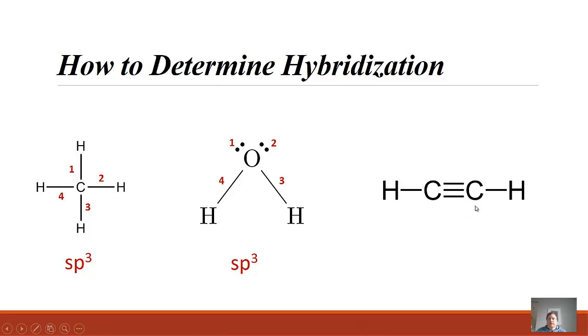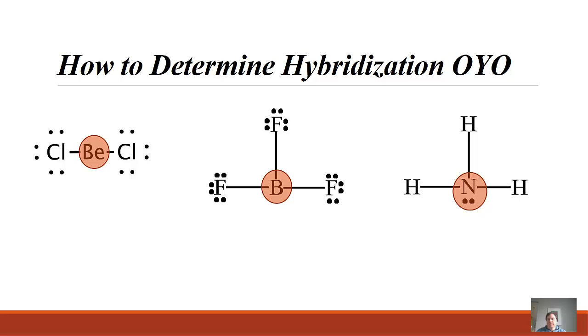Finally, if we look at this last one from the perspective of this carbon here, carbon has 1 domain and 2 domains. How do we get that? Well, that's an sp. Pretty simple there, I think.